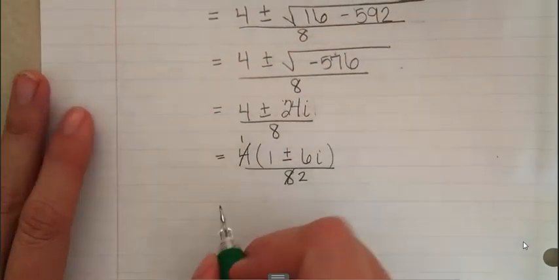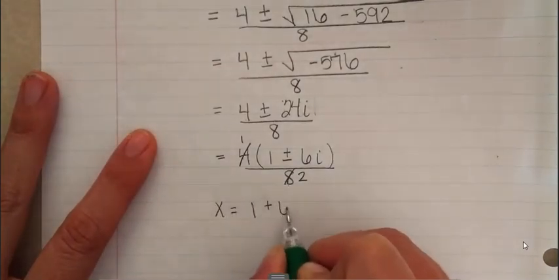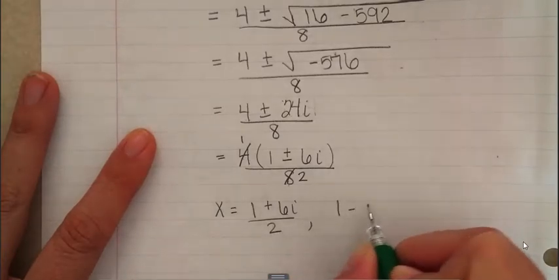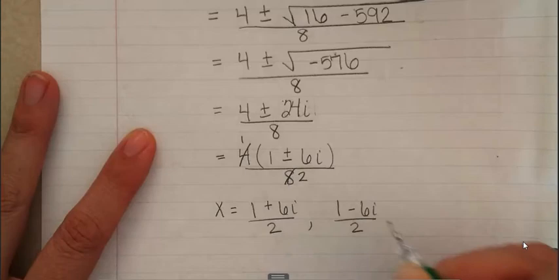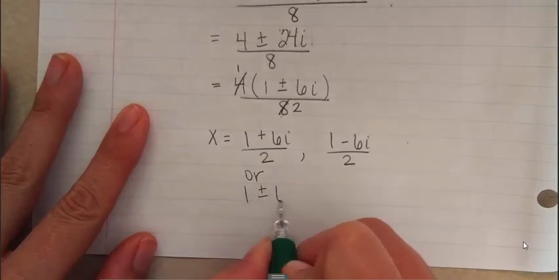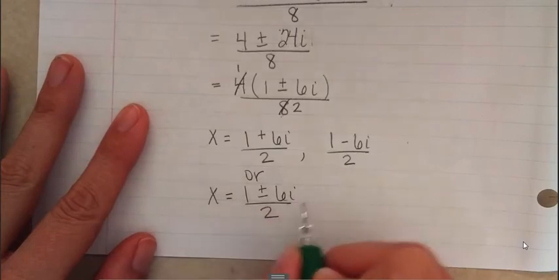Okay, so I'm getting two values here for x. One of them is going to be 1 plus 6i over 2. And the other one is going to be 1 minus 6i over 2. Or in other words, you could leave it as 1 plus or minus 6i divided by 2. Okay, so this would probably be how I would leave my answer.